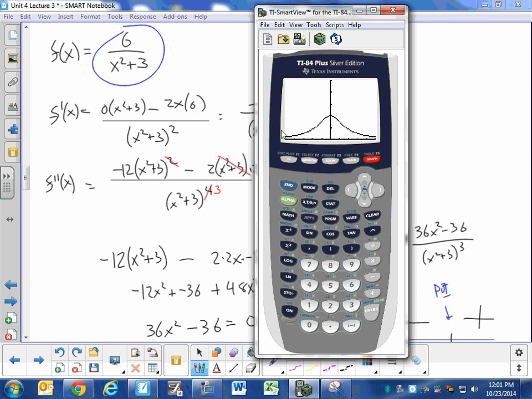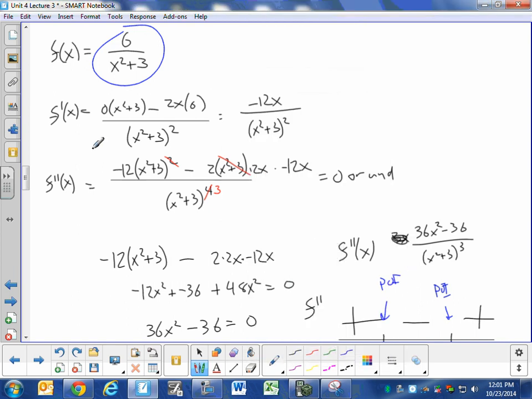There you go. Concave up. We hit a point of inflection at -1. This top piece is concave down, hit a point of inflection, and then we're concave up. So beautiful looking graph, and it confirms our answers.